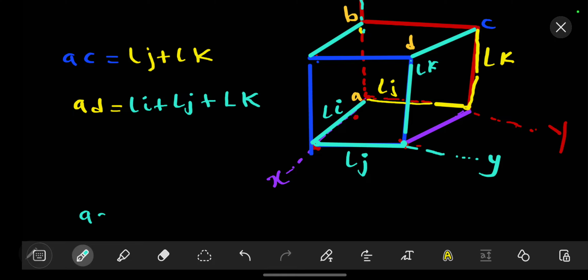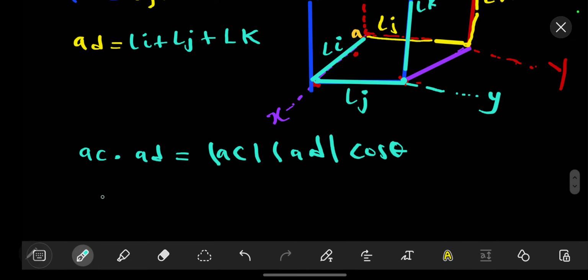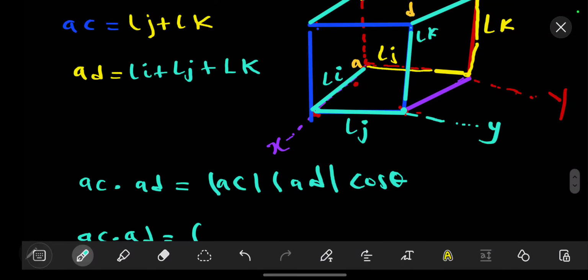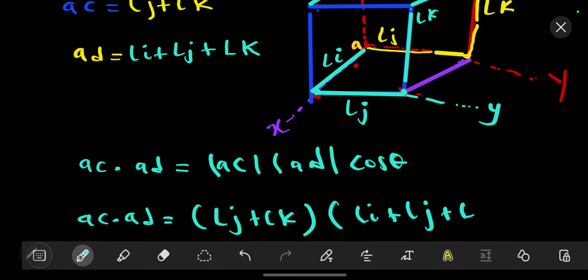So therefore, let's first find the dot product. AC dot AD, we know that the formula is equal to the magnitude of AC times the magnitude of AD times the cosine of the angle between them. Even if we interchange them, it's still okay. So we are going to say our AC dot AD should be equal to, our AC, according to what we have, is LJ plus LK. Then our AD is equal to Li plus LJ plus LK.